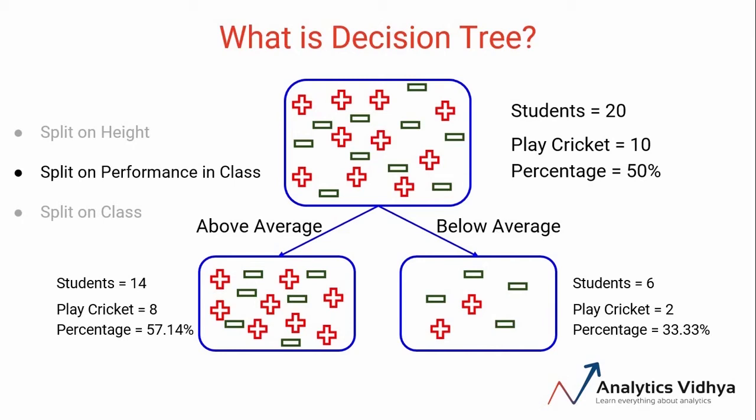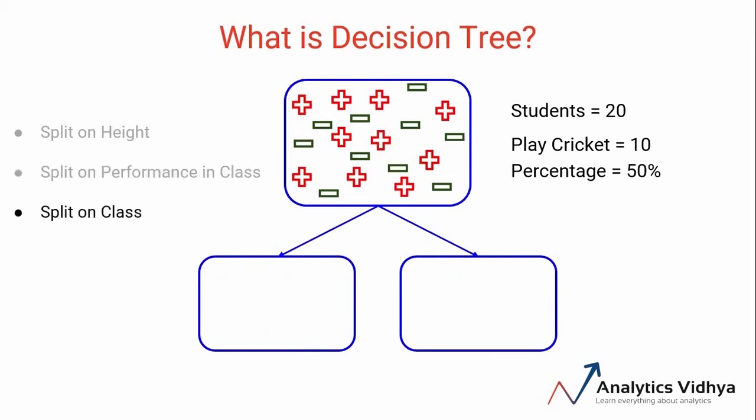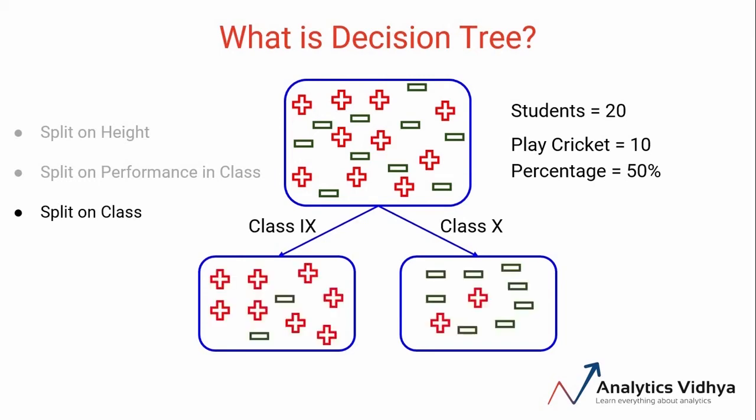And finally, we have one more variable, class, and hence we can split the entire data on class as well. Let's say the students in this data are either from class 9 or class 10, and hence we can use them as categories to split the data. After the split, we get this distribution. A lot of students in class 9 play cricket, whereas the number becomes quite less if we look at class 10. Perhaps students in class 10 are busy with their board exams.